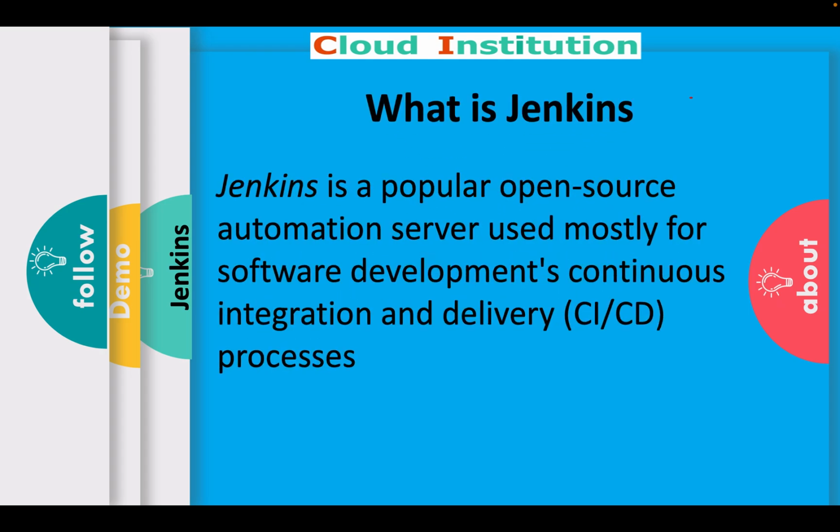First of all, let's see what is Jenkins. Jenkins is a popular open source automation server used mostly for software development, continuous integration and delivery, the CI/CD process. If you can remember, Jenkins has been used for so many years. After that, many evolutions came up. Now recently there are tools like GitLab, Azure DevOps, and AWS CodePipeline, all these things have emerged. In this part of the video we're going to see how to install Jenkins on Amazon Linux in EC2.